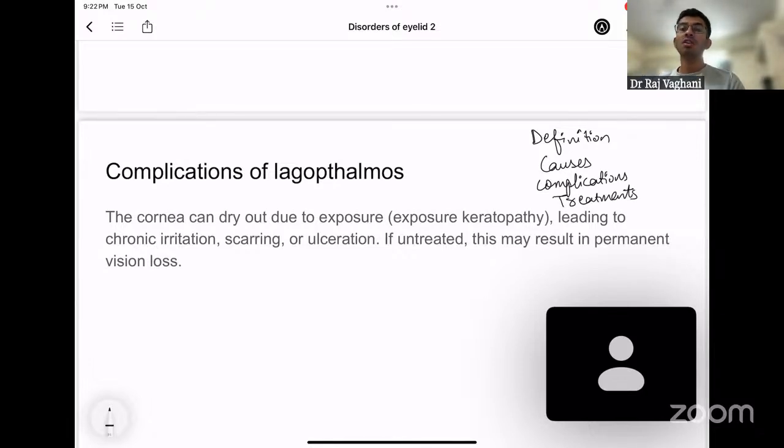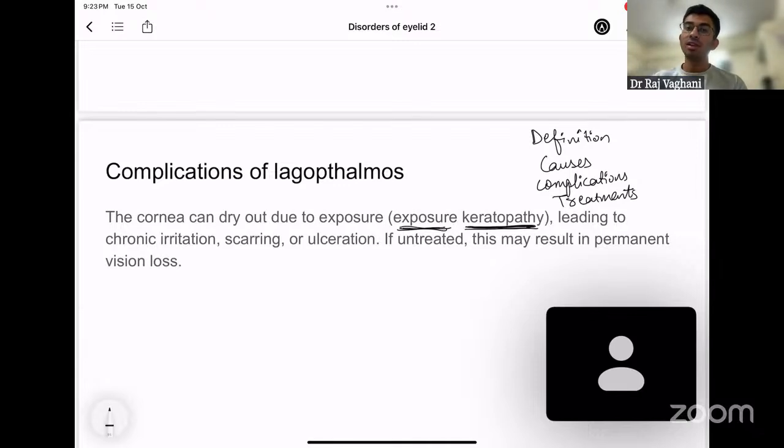Okay, so the cornea can dry out due to exposure, because our eyes are not getting closed. So the cornea will remain exposed to the external environment, and if it remains exposed, it can result in keratopathy. Keratopathy means disorders of the cornea. Because the cornea is exposed to the outer environment, the cornea is having some kind of disorder. So that is known as exposure keratopathy, leading to chronic irritation, scarring, or ulceration.